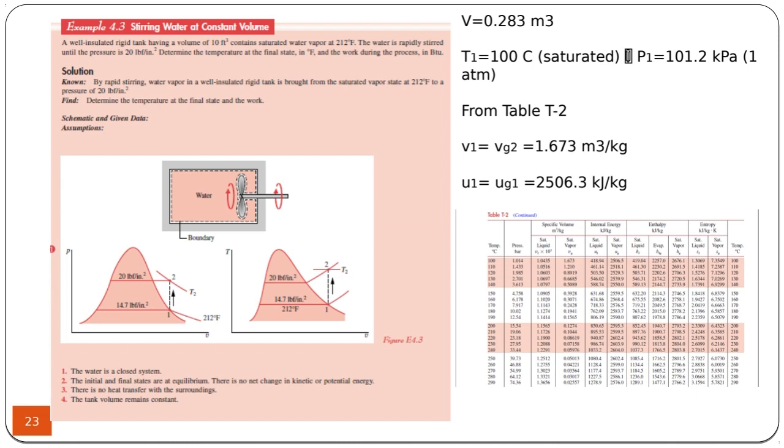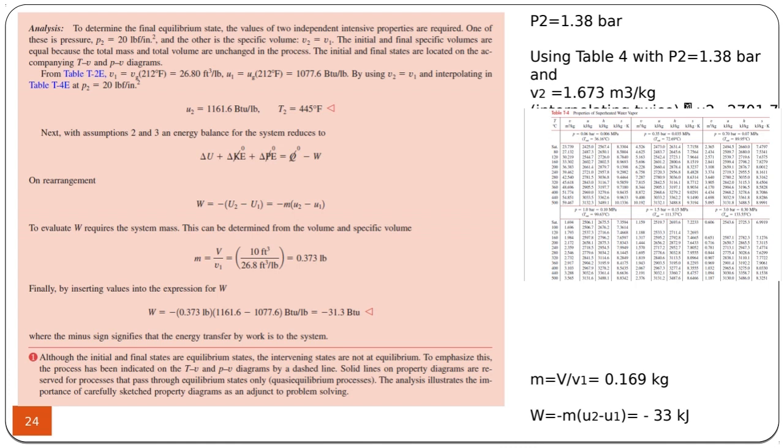We know that the volume is the same, so the specific volume must be the same. So the specific volume at state 1 must be the same as specific volume at state 2, which is this one. And the internal energy at the beginning is, from the table again, 2506 kilojoules per kilogram. So at the end of stirring, the second pressure is 138 bar. This is given to you.